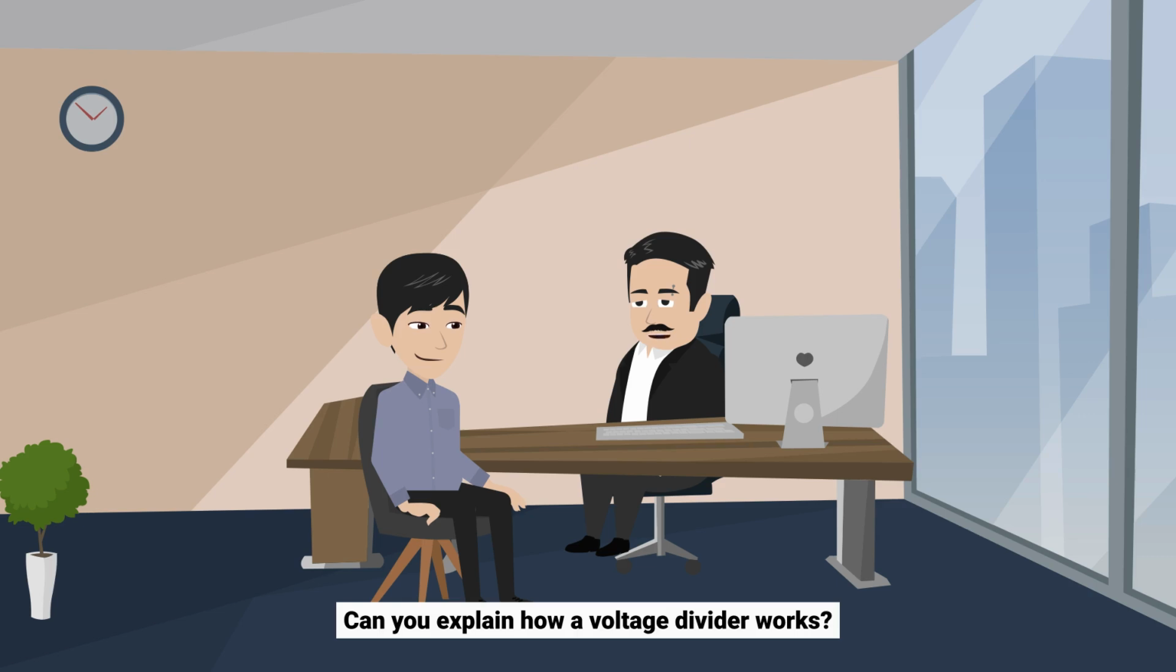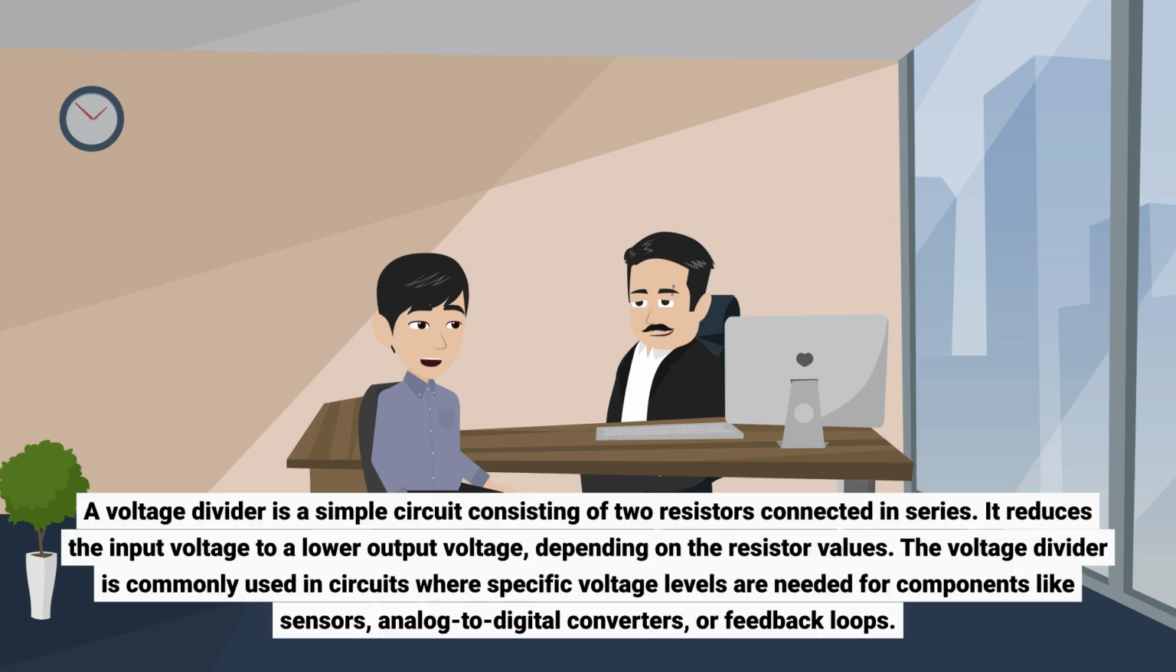Can you explain how a voltage divider works? A voltage divider is a simple circuit consisting of two resistors connected in series. It reduces the input voltage to a lower output voltage, depending on the resistor values. The voltage divider is commonly used in circuits where specific voltage levels are needed for components like sensors, analog to digital converters, or feedback loops.